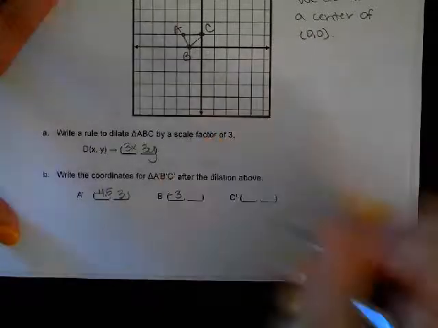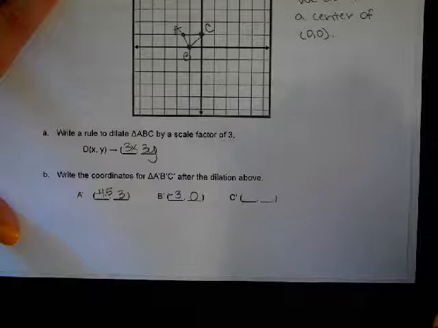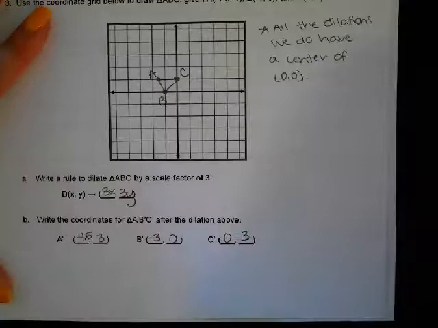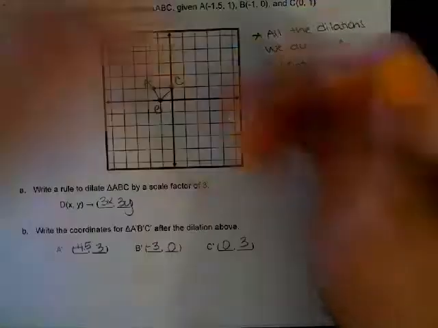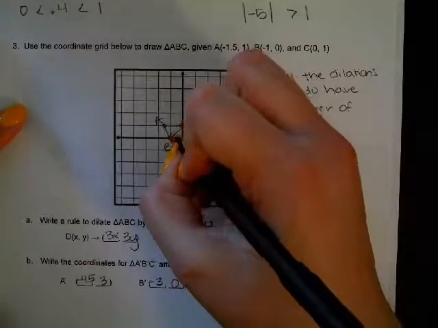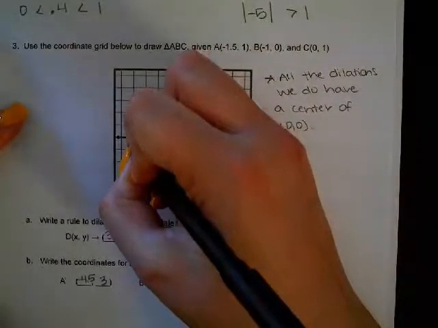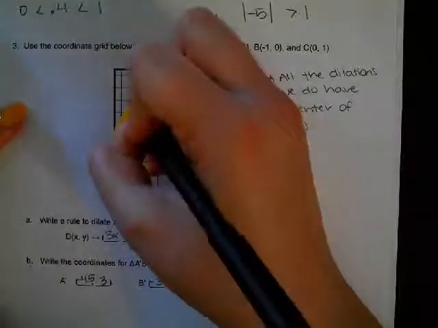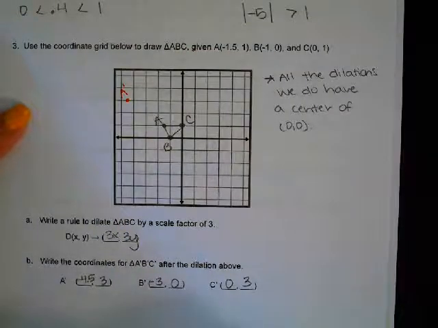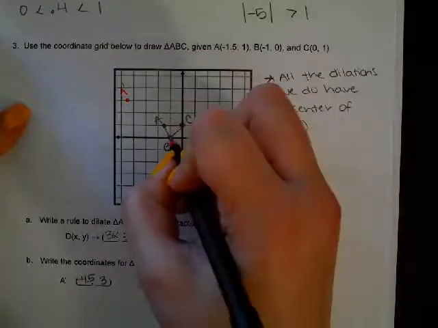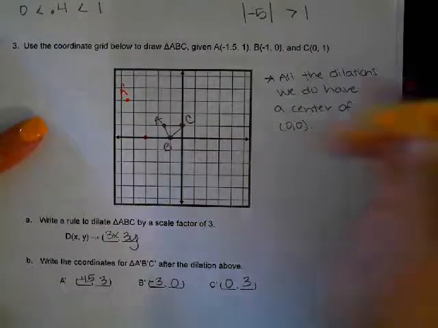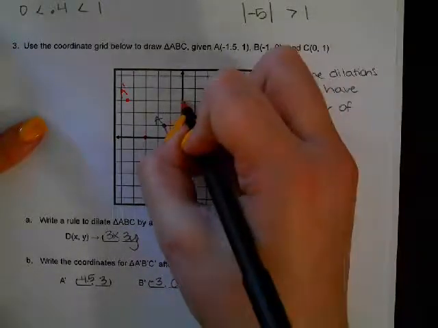Okay. I'm going to switch colors so that I don't confuse myself. Okay, so we're graphing negative 4.5, comma 3. 1, 2, 3, 4.5. 1, 2, 3. Here's my A prime. 1, 2, 3, negative 3, 0. 1, 2, 3, 0, 3. B prime, C prime.